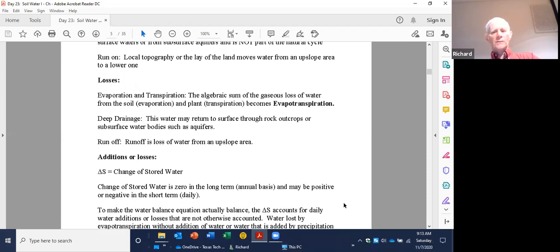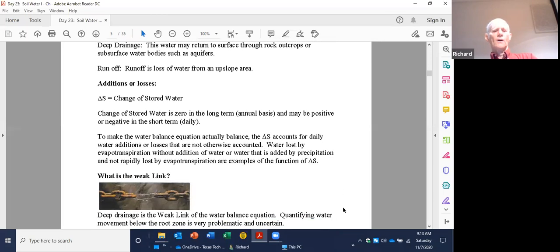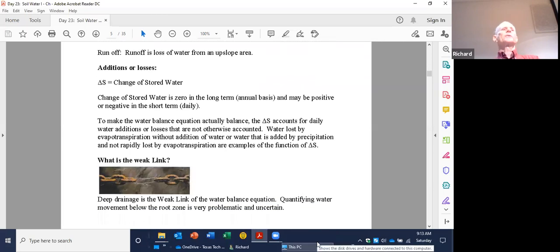To make the equation balance, as I mentioned, we talk about the delta S term. What's the weak link in that particular equation? The weak link is deep drainage. It's hard to measure how much water moves below the root zone and how to quantify that. We have a good way to measure irrigation or precipitation. We have good equations to measure evaporation or transpiration, but deep drainage is the one component that's really very hard to measure.